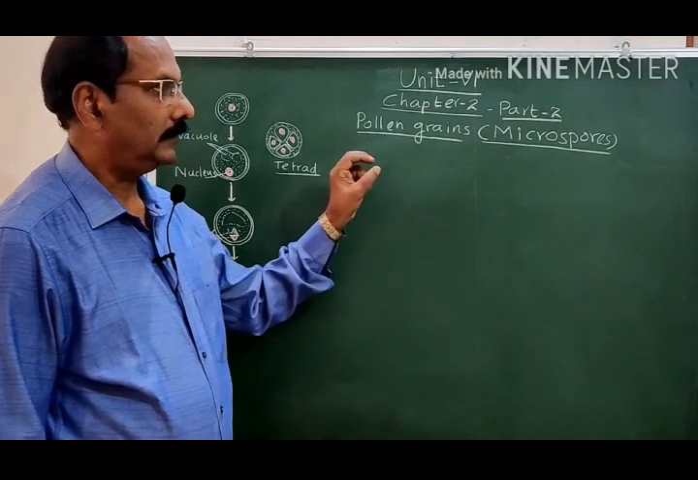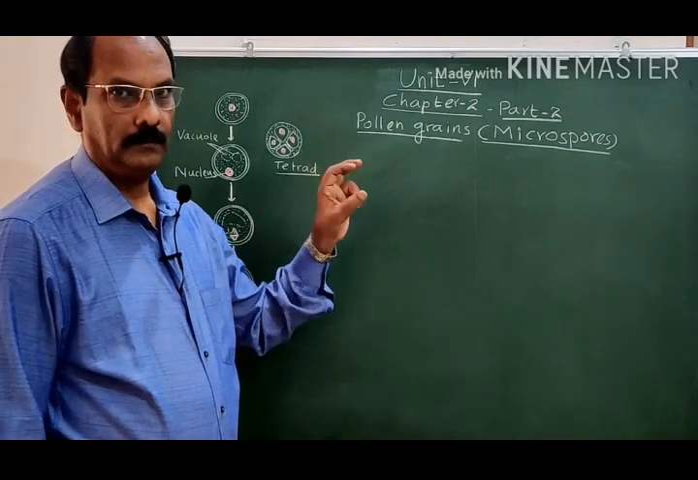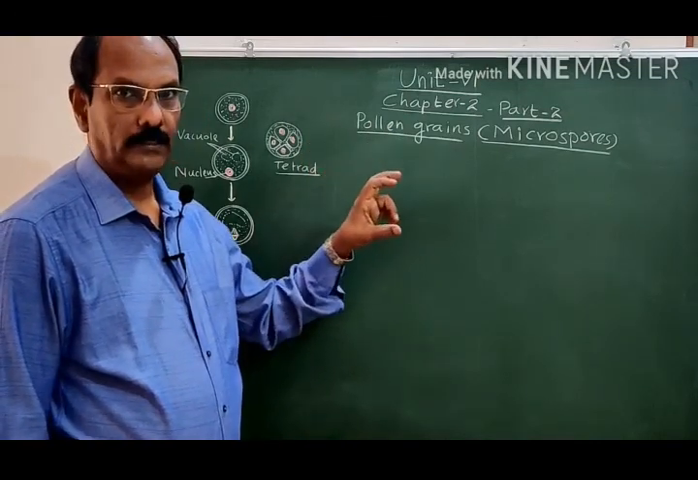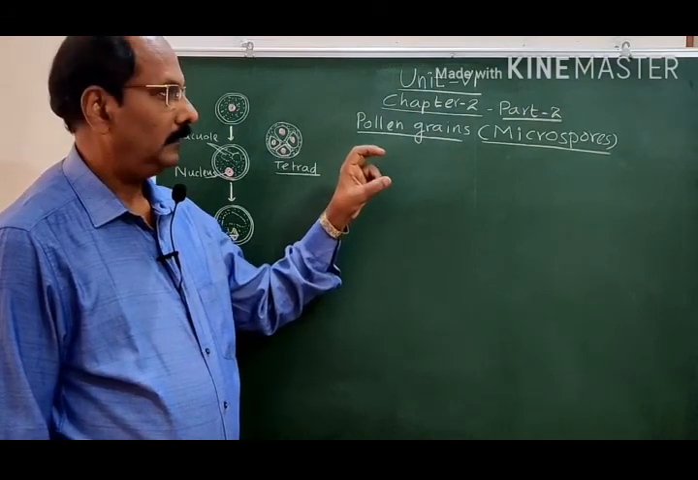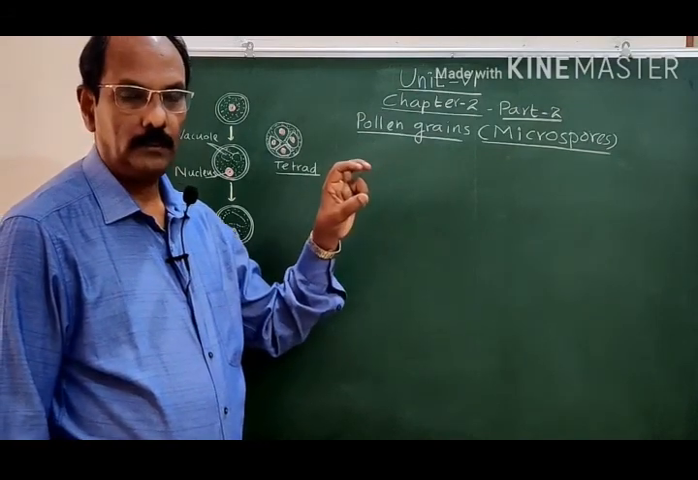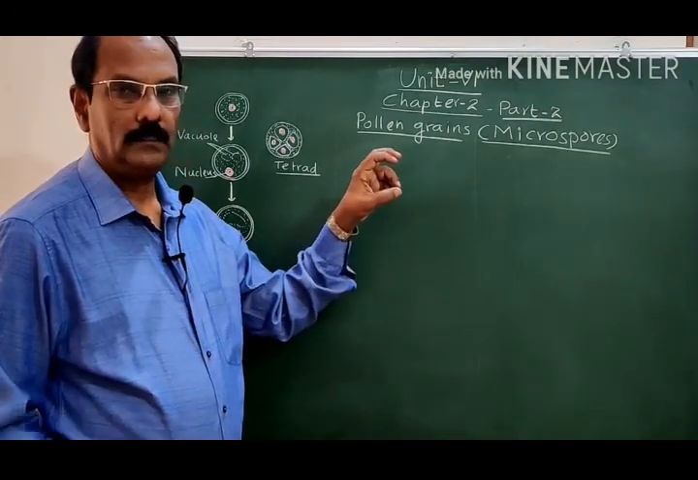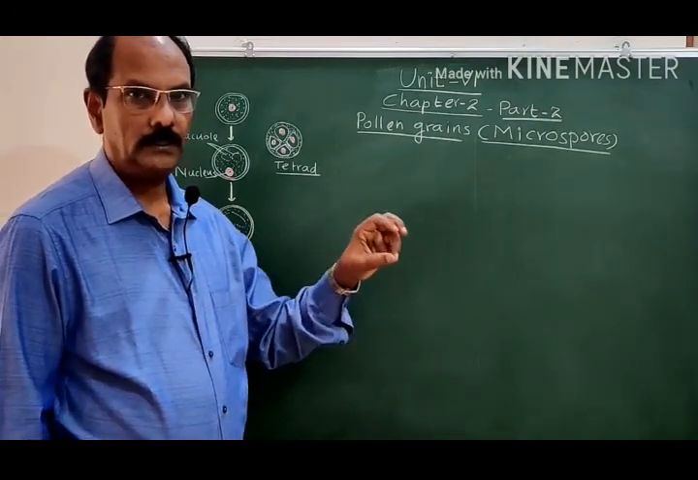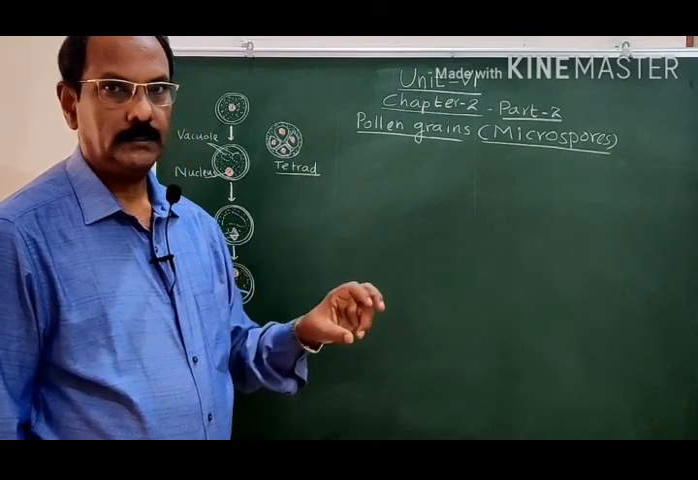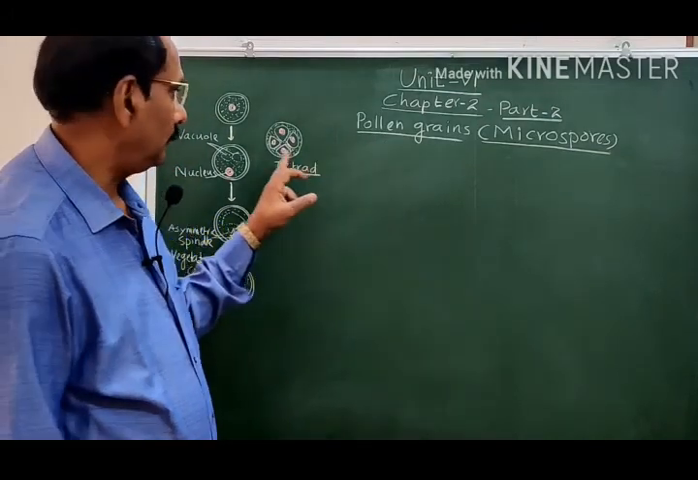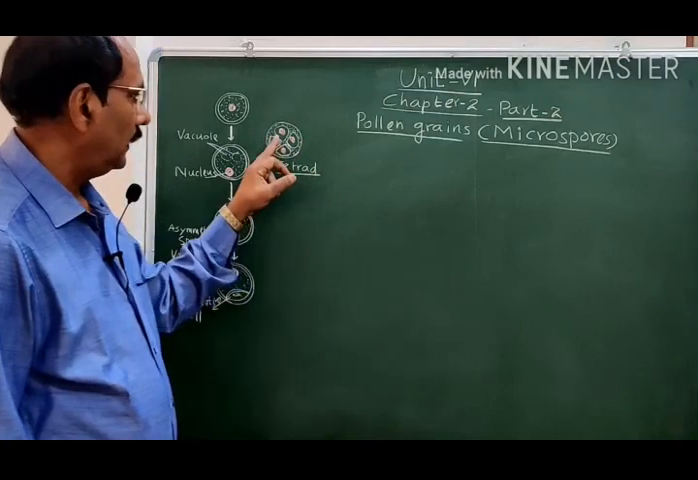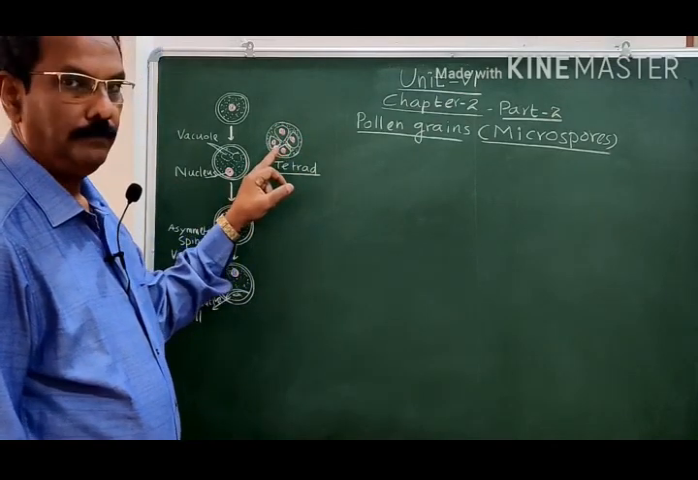These pollen grains are produced in the anther. We already studied the structure of the microsporangium. In the anther there are 4 microsporangia, and the microsporangium contains the sporogenous tissue, and the sporogenous tissue undergoes meiosis and produces the tetrad, and this is the tetrad. The tetrad has 4 immature pollen grains.